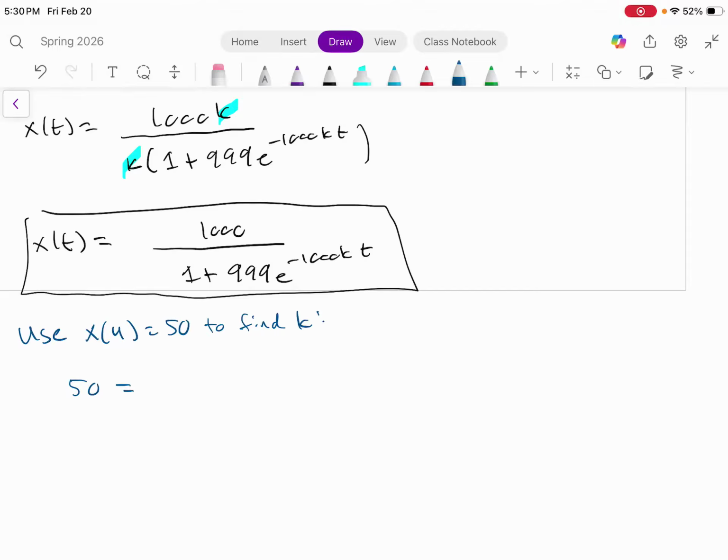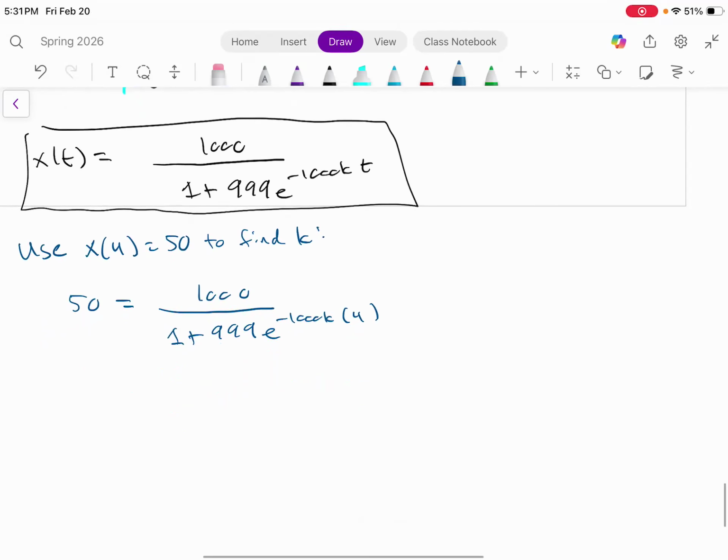50 equals 1000 over 1 plus 999 e to the negative 1000 K times 4. Okay, so we've done this quite a couple of times, but I want to see if you guys can try it out. So pause the video and go ahead and see if you can solve for K.